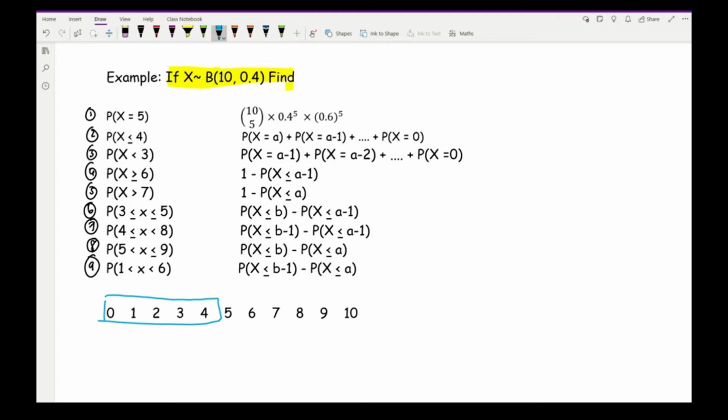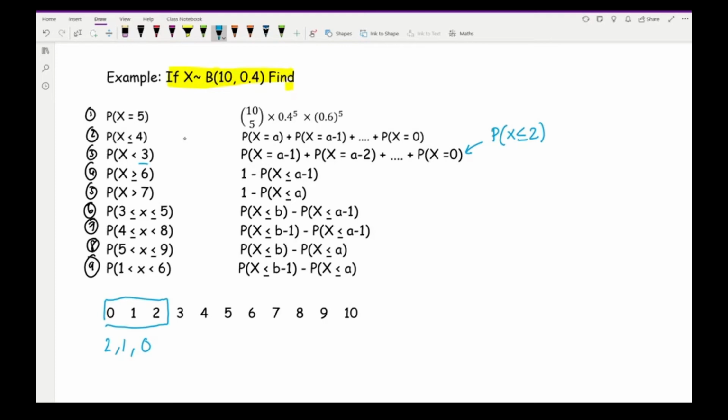Now when it comes to question 3, this is for values where x is less than 3, so I'm wanting values that are basically 2, 1 or 0. Again, I could work out individual probabilities, or I could work out the probability where x is less than or equal to 2. So although the numbers in the question are different, they both can give me the same sort of answer, but one's using a different inequality, hence why it's different.